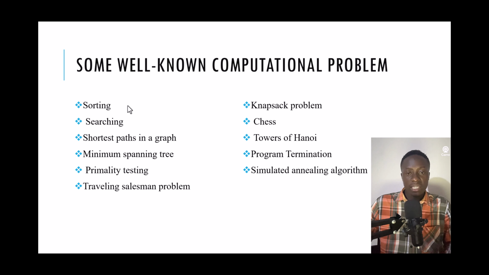We have linear search, which is one of the most basic algorithms. We have linear search, we have binary search. So what I'm driving at is that people actually have devised ways to solve problems in all these areas: sorting, searching, shortest path in graph, minimum spanning tree, primality testing, traveling salesman, knapsack problem, chess. All these things, people have actually devised ways of solving them.